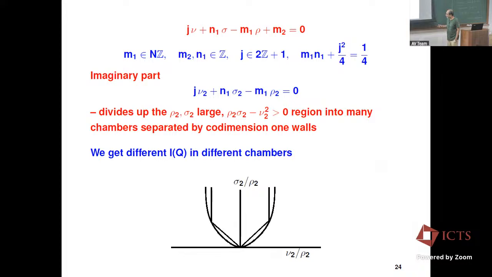This one, for example, is a wall that corresponds to ν2 equal to 0. You can see what choice of j, n1 and m1 will give this. In fact, m1 and n1 are 0 and j is 1, that satisfies this condition. So there's a wall at m1 and n1 equal to 0, j equal to 1, that's this wall. Similarly, you can read out what these other walls are. So this tells us that when you choose the contour, if you choose the contour here or here, the results will differ.